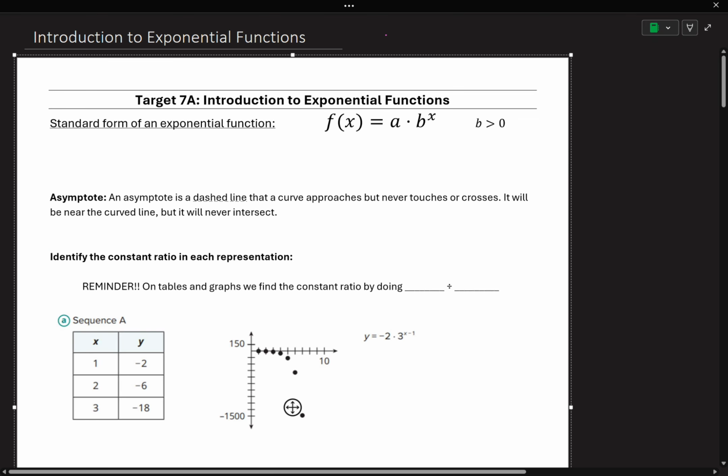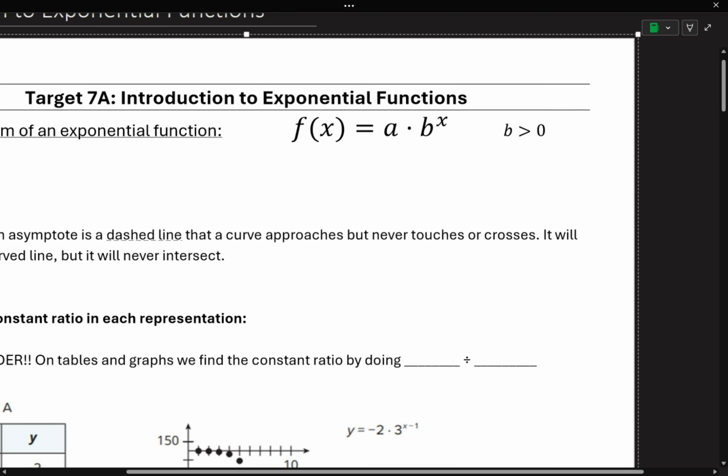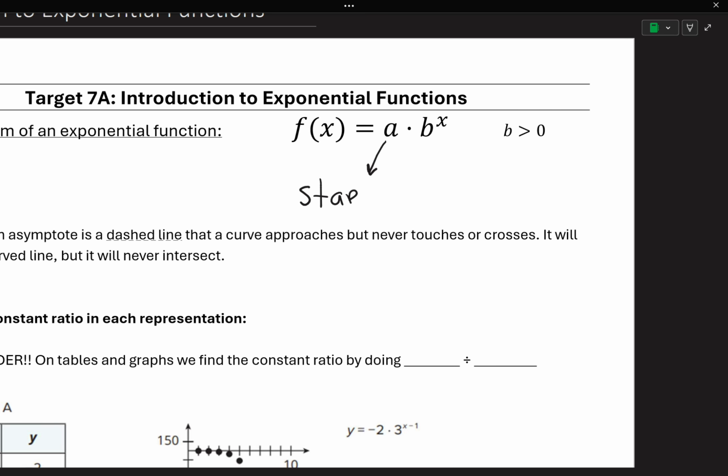Here is the standard form of our exponential functions. We have a times b to the x. A is our starting point, AKA our y-intercept, AKA the initial amount. B is our constant ratio, or just ratio, AKA the pattern.